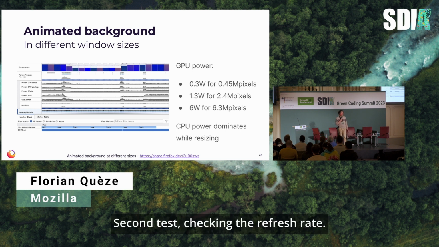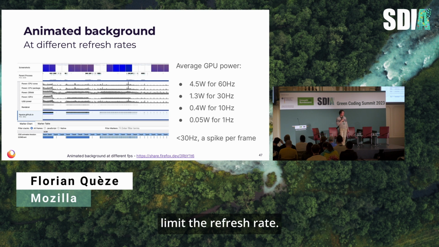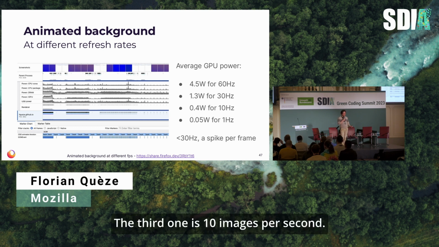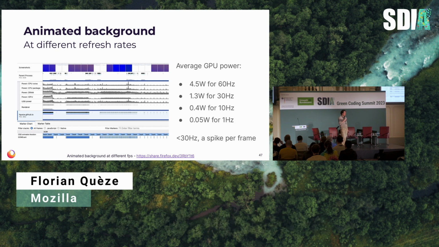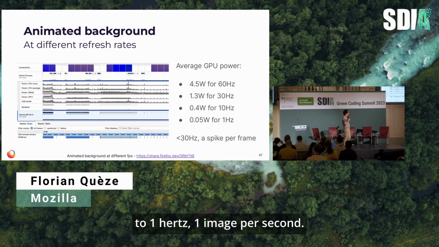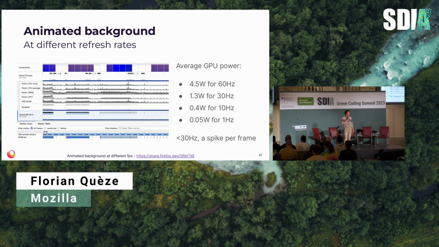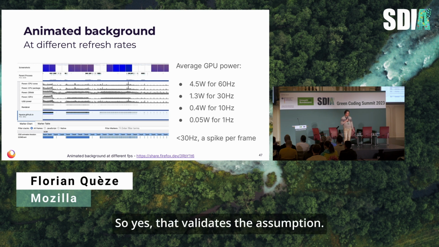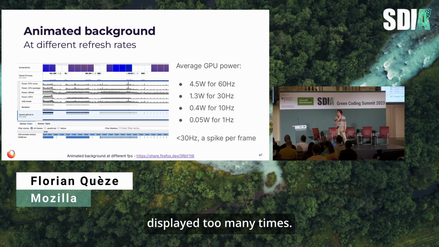Second test, checking the refresh rate. There's a hidden preference in Firefox to limit the refresh rate. So at the beginning of the profile, it's doing 60 images per second. Then the second block you see, it's 30 images per second. The third one is 10 images per second. And the last one is limited to 1 Hertz, 1 image per second. And again, I measured power from the profile. So yes, that validates the assumption. It's many pixels displayed too many times.